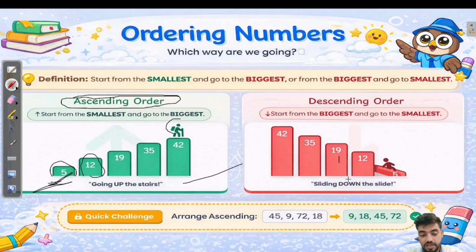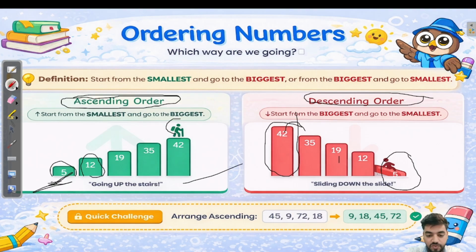In reverse, when we go from the biggest to the smallest number, this we call descending order, like 42 to 35, 35 to 19, 19 to 12. So when we start from the smallest and go to the biggest, or from the biggest and go to the smallest, these we call ordering of numbers: ascending order and descending order.